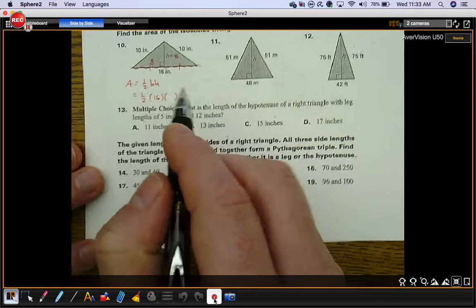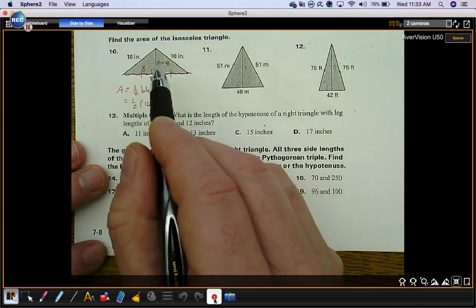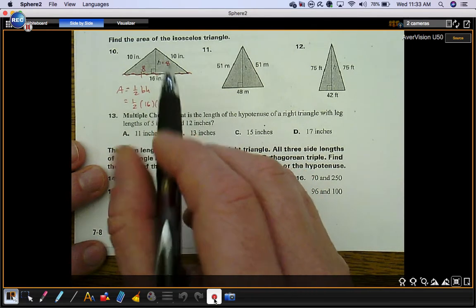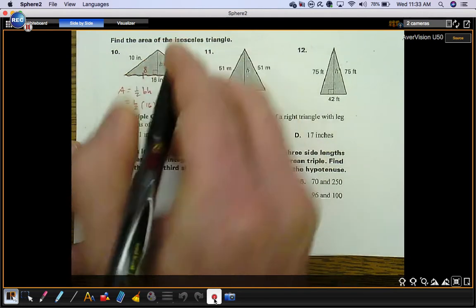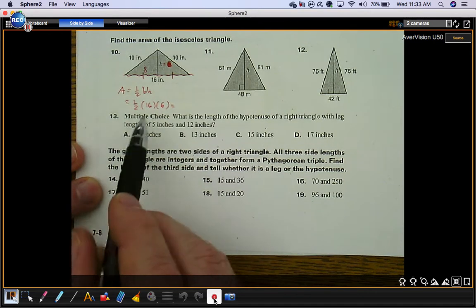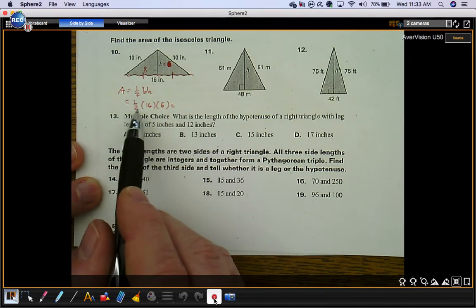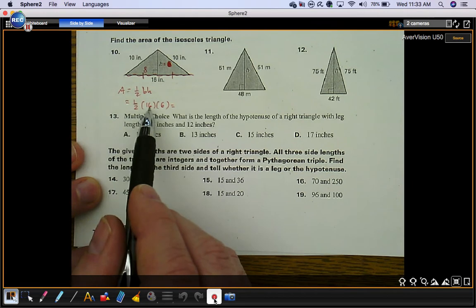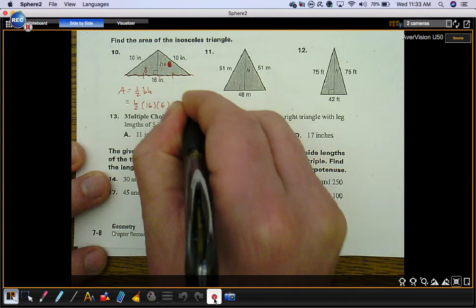When you have to do multiple things in a problem, it helps to save some brain power knowing that I put 8. It's 6. 6, 8, 10. Now, you can type this into the calculator if you want, but it's really easy to do without it. Half of 16 is 8. 8 times 6 is 48. And don't forget your units squared.